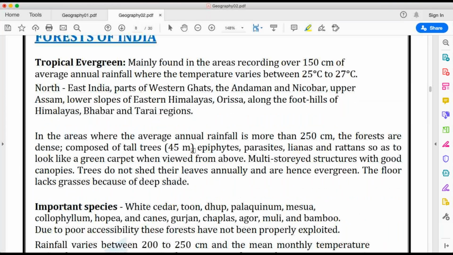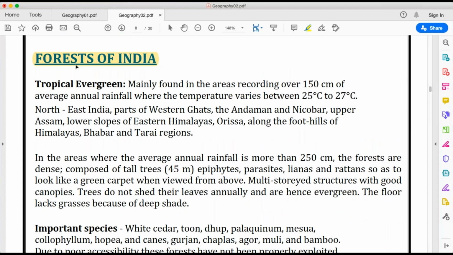Forests, important. Forests are important. What you should remember is the name of the forest, where it is, and is there any specific species for which that particular forest is known? These three things. Is it clear? What forest is there? Where is it? What species is it popular for? And if there is any specific kind of rain which is associated with that forest, you should remember that name. That's it.